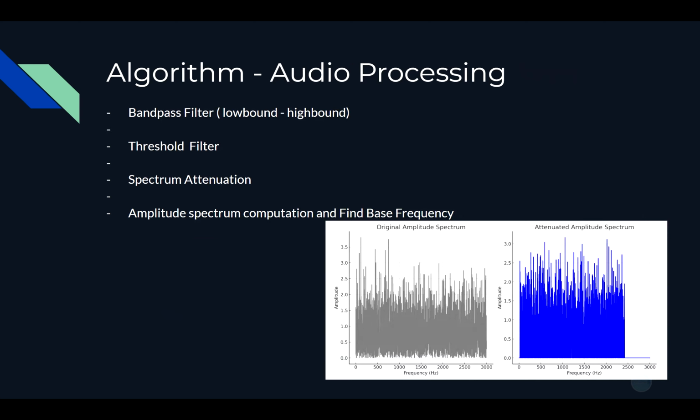After the fast Fourier transform process, we got the spectrum of the input audio data. To do the noise filtering, we implement a bandpass filter and a threshold filter to remove most of the unwanted frequency components. The bandpass filter keeps valid components between 20 to 2400 Hz, and the threshold filter removes the points whose amplitude spectrum is less than 1. Then we do a gradient spectrum attenuation to further reduce the effects of noise by multiplying a specific factor on different ranges of components. Besides, we also calculate the amplitude spectrum and find the base frequency.